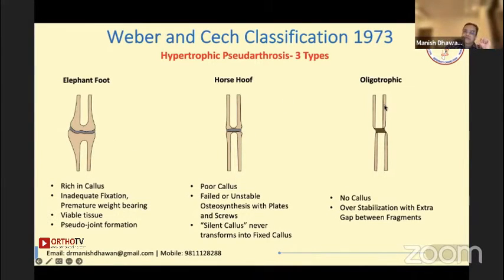There is another type of hypertrophic pseudarthrosis, known as oligotrophic, which basically has no callus formation. If you stabilize with a plate and screws and leave some gap, this situation occurs. So when the fracture is not compressed much at the fracture site with the internal fixation, you get this variety.